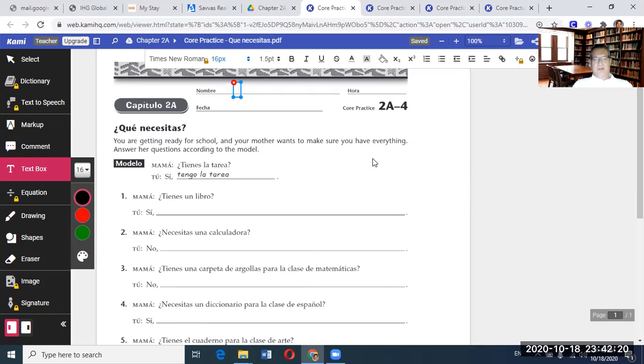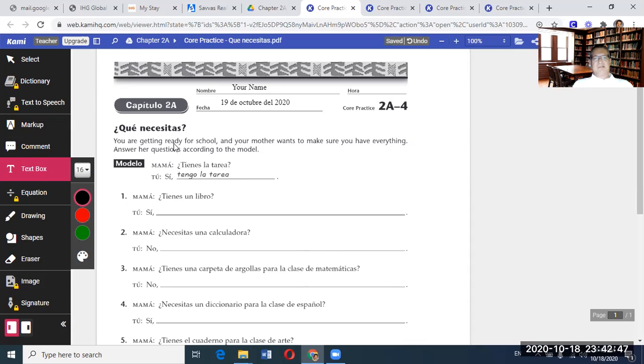Okay, we're gonna again start with your name, your period, and then the date. 19 de octubre del 2020. ¿Qué necesitas? What do you need? You're getting ready for school and your mother wants to make sure you have everything. Answer her questions according to the model.